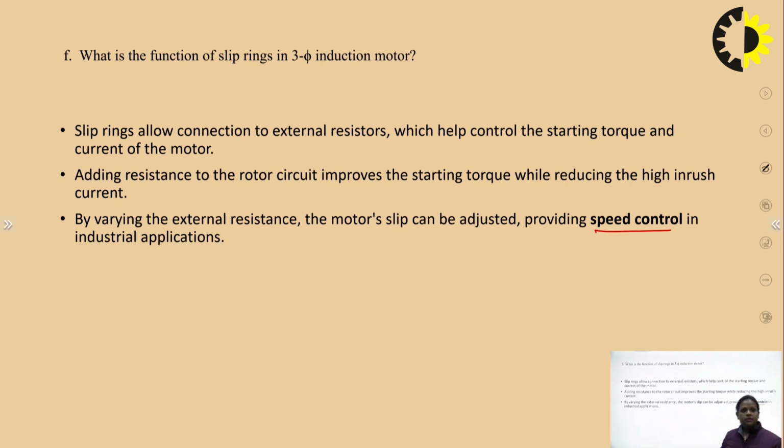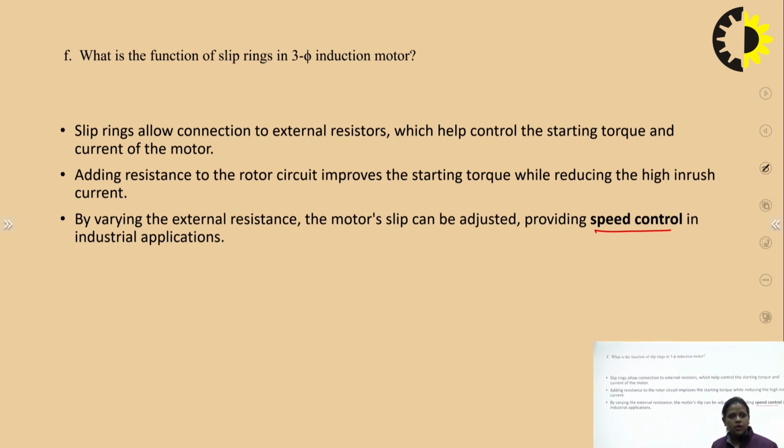So, the main function of slip rings is that through the slip ring we can add the external resistance, and this will control the starting torque. This will also control the high inrush of the current, and we can control the speed of the motor, right? So, these are the functions of slip rings in 3-phase induction motor.